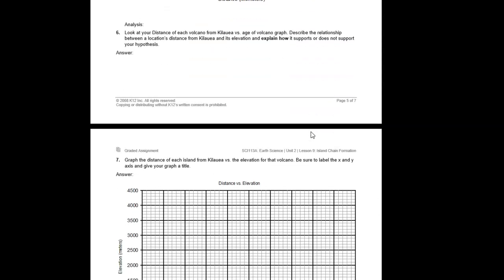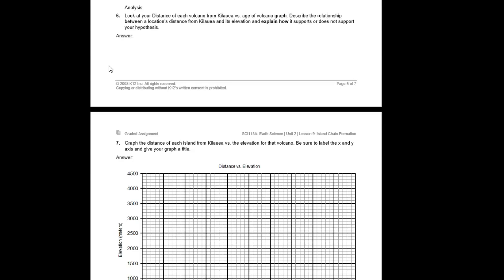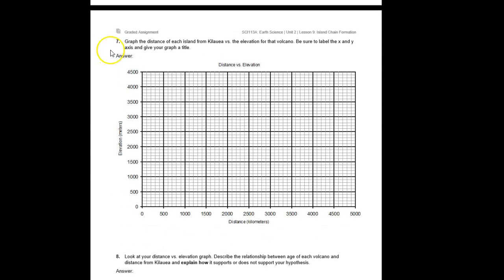For number 6, it says we're going to analyze that graph. So look at your distance of each volcano from Kilauea versus the age of the volcanoes, and describe the relationship between a location's distance and its elevation, and explain how it supports or does not support your hypothesis. So you'll take a look at the way that trend line looks in your graph, and you'll say, yes, if the islands are older in one area than another, or whatever you stated in your hypothesis, you'll just connect and say whether or not this graph supports that data.